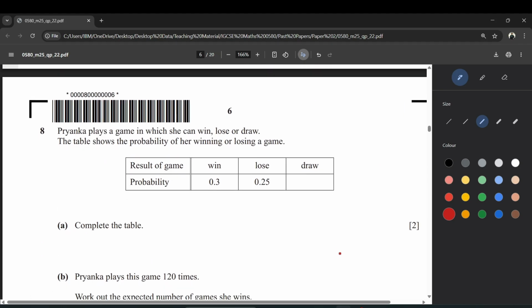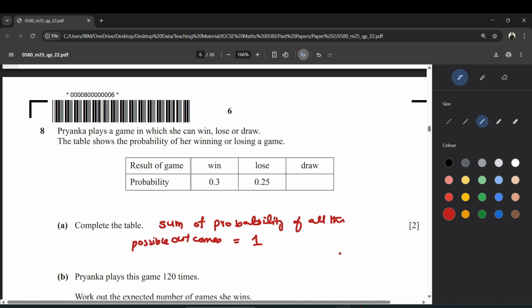Question number 8. Priyanka plays a game in which she can win, lose, or draw. The table shows the probability of her winning or losing a game. So the probability that she wins is 0.3, the probability that she loses is 0.25, and the probability that the game draws is unknown. It says complete the table. So now something that we must be aware of is that the sum of probability of all the possible outcomes is always equal to 1.